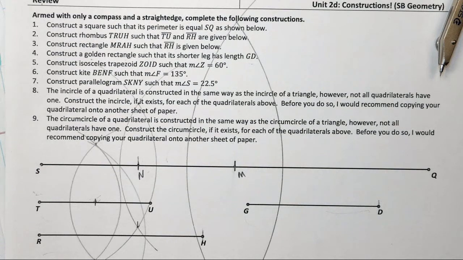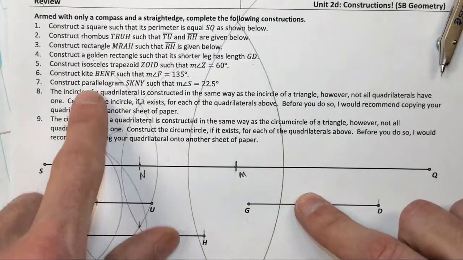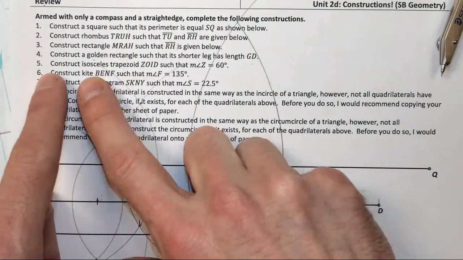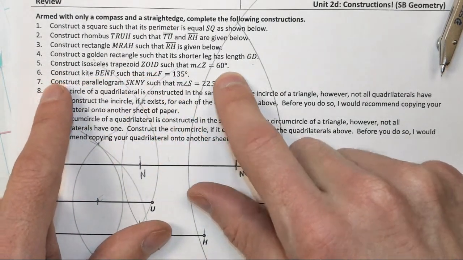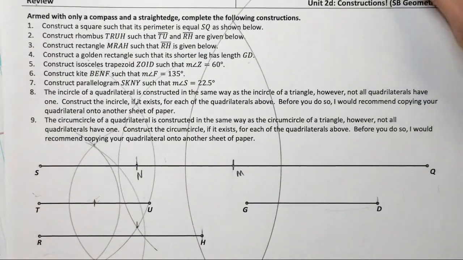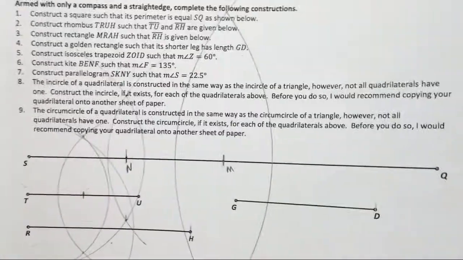And we're working question number 5, I believe. Construct an isosceles trapezoid such that the measure of angle Z is 60 degrees. 60 degrees is one of the angles that we're able to construct with just the compass and straightedge.